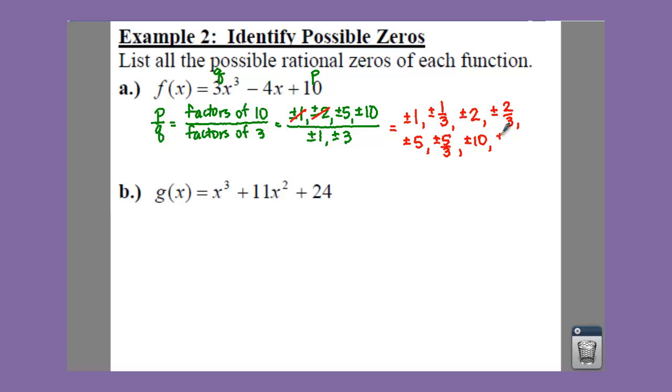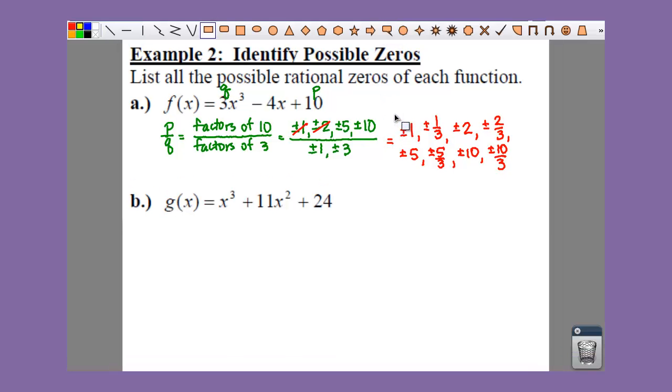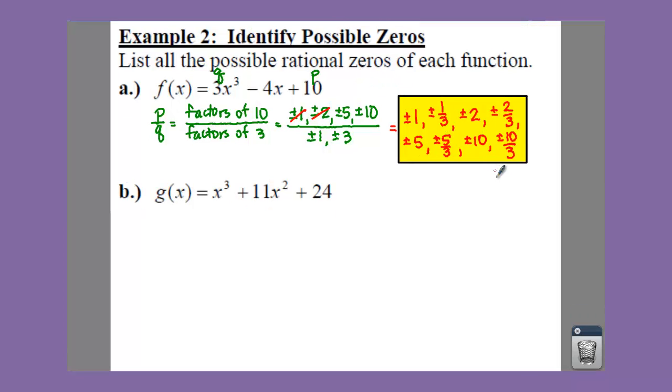So you end up getting all of these possible zeros. The reason these are important is because we're going to be finding zeros of our functions, but we're not going to be given a factor like we were back in the previous lesson in 5-6. So here are your possible zeros. You have a total of 8 positives and 8 negatives, so you have a total of 16 possible zeros.